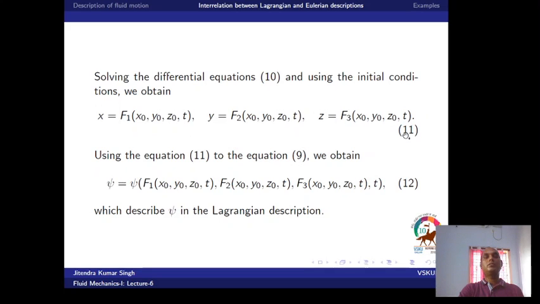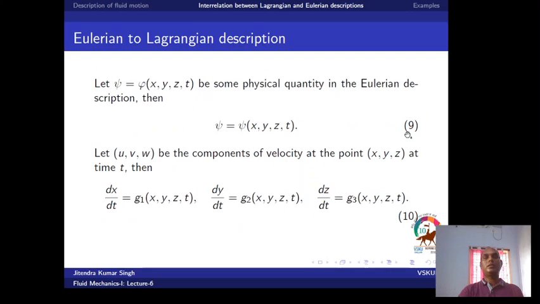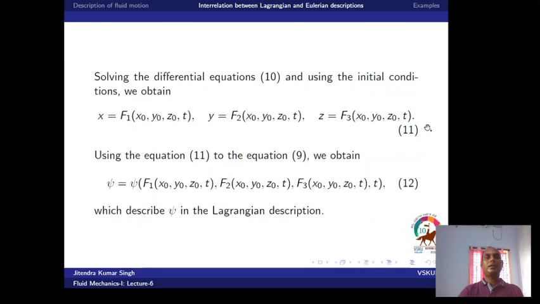Now we shall use equation 11 in equation 9. Then we get psi equal to psi as a function of f1, f2, f3 and t, and these f1, f2 and f3 are themselves functions of x naught, y naught, z naught and time t. It means that psi will be a function of x naught, y naught, z naught and t. So equation 12 describes psi in the Lagrangian description, because it is a function of the initial coordinates x naught, y naught, z naught and time t.